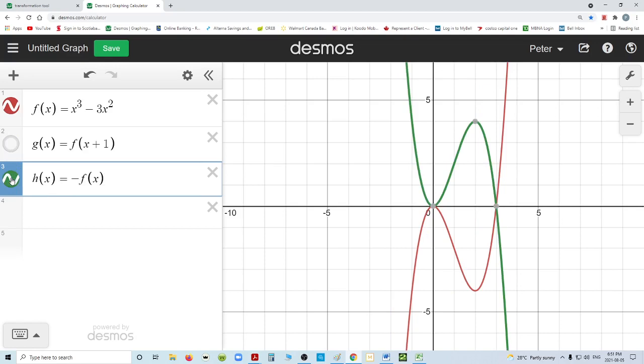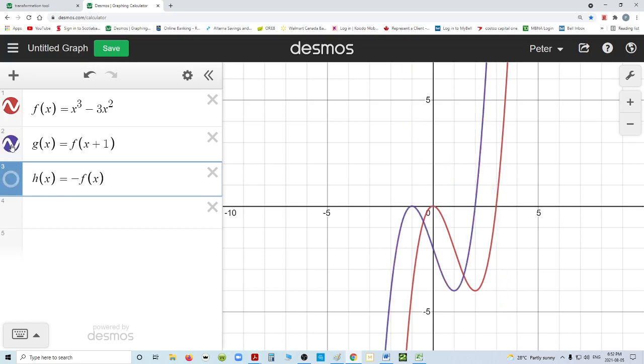So how do these compare? Reflection in the x-axis, of course. How do these compare? Shifted to the left by 1. Right? That's how they compare. So you can see the translations did exactly as you would expect.